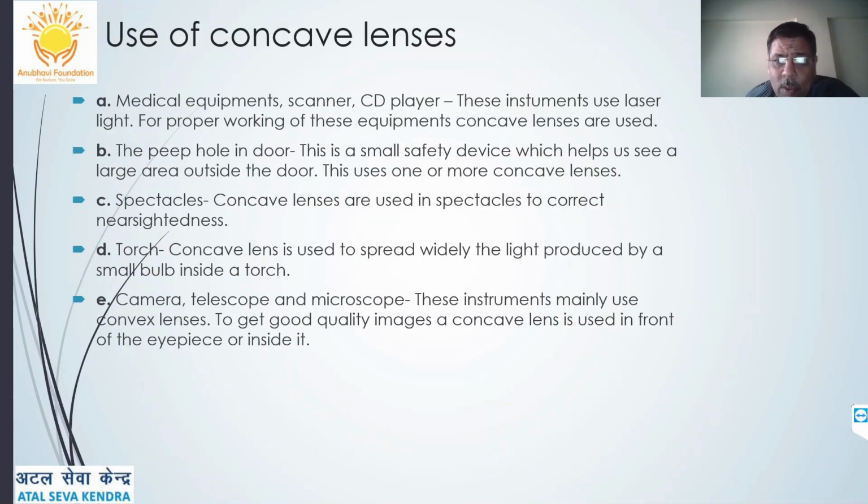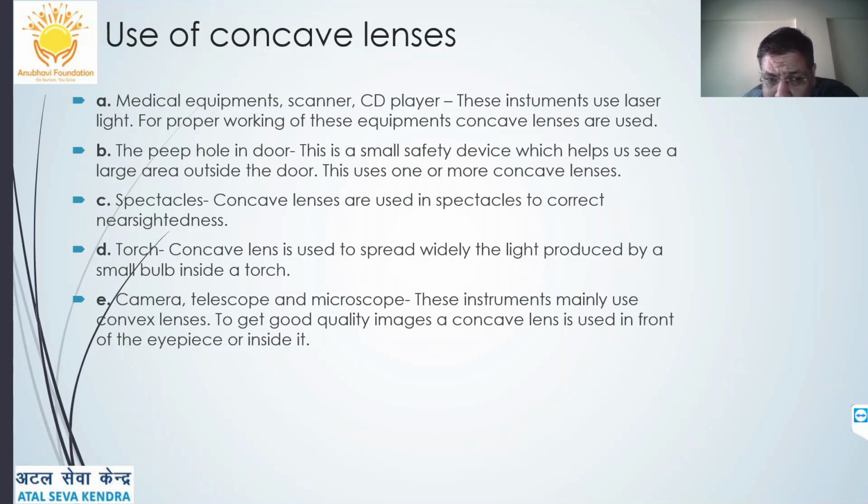So now coming to uses of concave lens. Concave lens has many uses. It is used in medical equipment, scanners, CD players, then the peephole of the door, which is a small safety device that helps us see a large area outside the door, then spectacles for nearsightedness or myopia, then torch. A concave lens is used to spread torch light widely because it is a diverging lens. Therefore, even a small bulb can produce a bright light. Then camera, telescope and microscope.